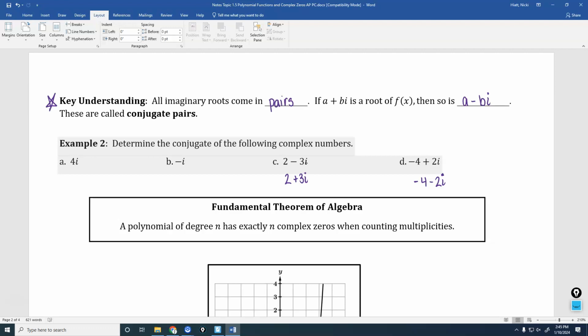Now, let's look at A, because all I have for that is a 4i. I could write this as 0 plus 4i. So if 0 plus 4i is a 0, then that means 0 minus 4i would also have to be a 0. However, we would not normally write it as 0 minus 4i. We would just write it as negative 4i. Basically, the i part is just going to change signs. So negative 4i would be our answer there. In a similar manner, if I have negative i, I could think of it as 0 minus i. That means positive i would also be a 0 for the function. Okay.